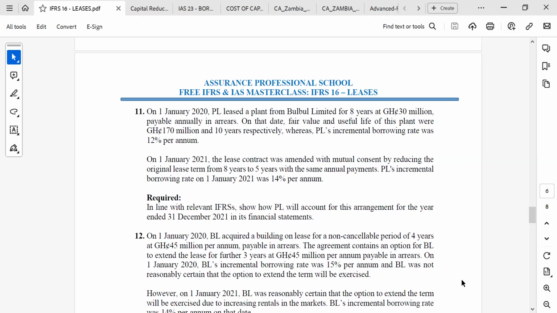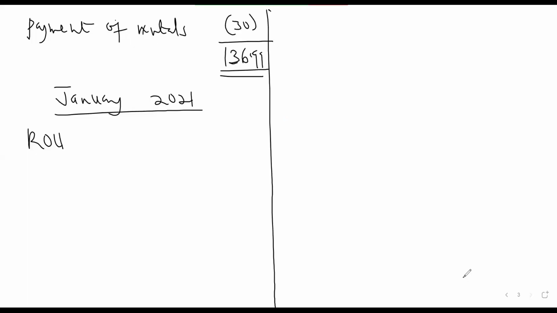But we can't show the extract for 2021 without 2020, because 2020 was the lease period, the period that the arrangement was done. So we have to do the accounting treatment for that. But the focus is 2021. So let's now look at the balances. After 2020, what will be the balances for 2021?